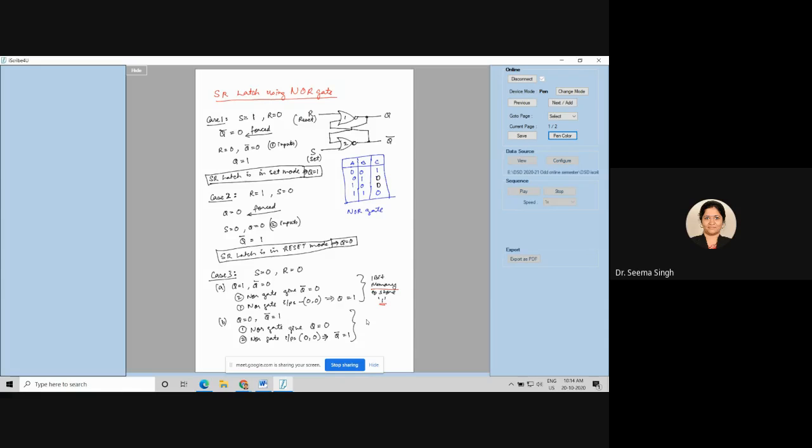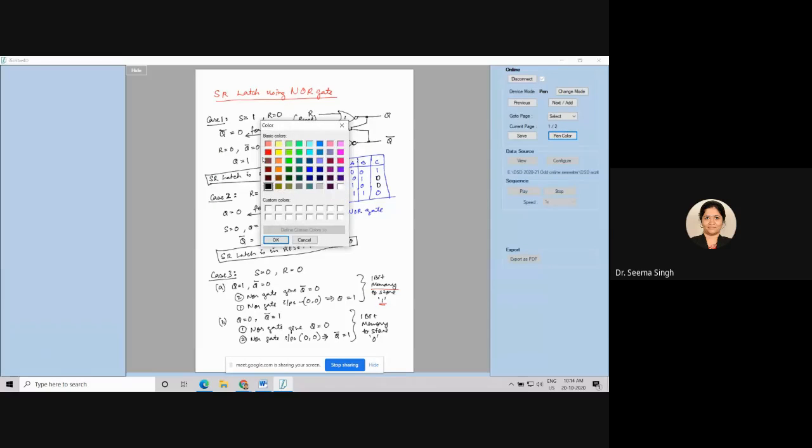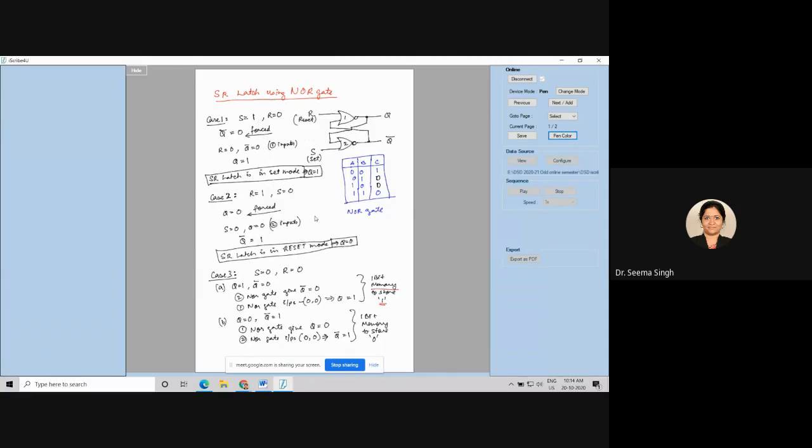So this is the case of 1 bit memory, to store a 0. Is this clear? This memory state is most important to explain during your exam also. Okay, this is clear. Now let us see case 4.